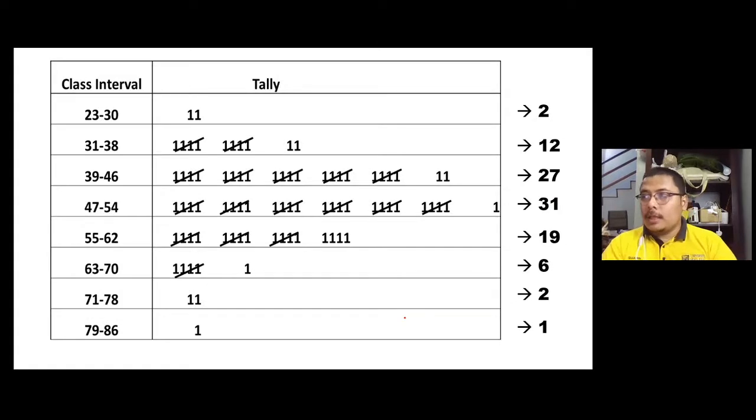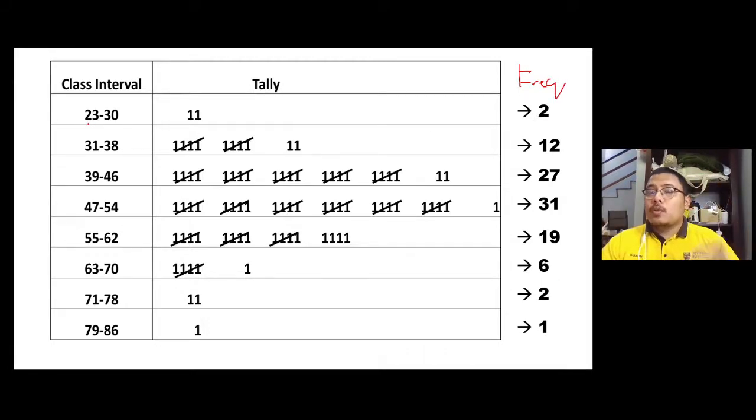Here I already calculated. I hope you said right. If I'm wrong in the class, you just let me know. Okay, you have 2, 12, 27, 31. So this will be the frequency. So this is the frequency. Okay, this is a frequency.